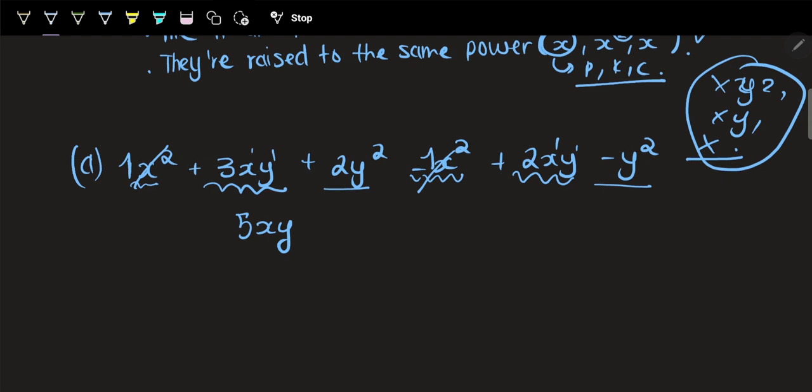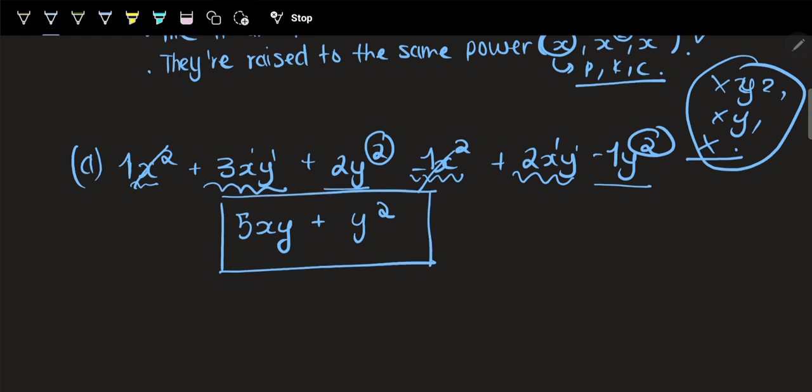Okay, now for the last terms, we have 2y squared and negative y squared. They are like terms because they're both multiplied to y, and they're both raised to the power of 2. So how do we collect them? As I said earlier, when there's no number before the y, you assume there's a 1. So positive 2y squared minus 1y squared gives you y squared, because 2 minus 1 equals 1, right? So this is your final product.